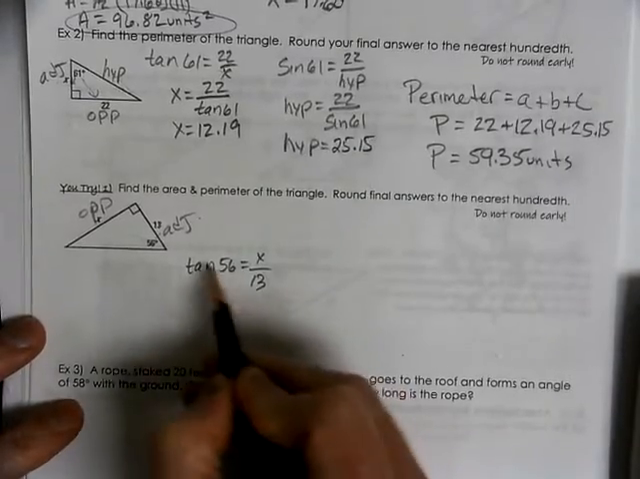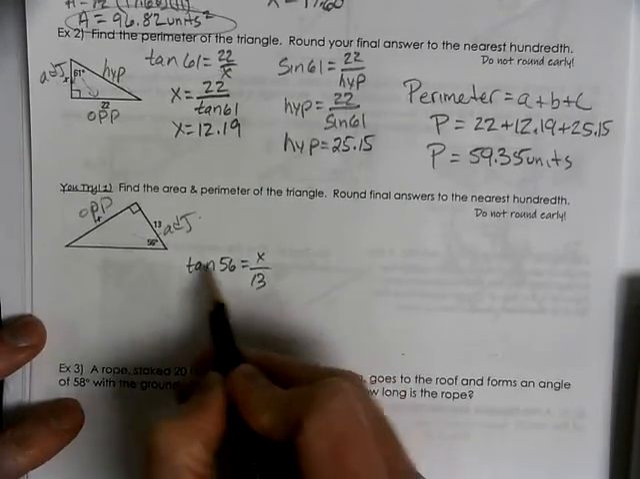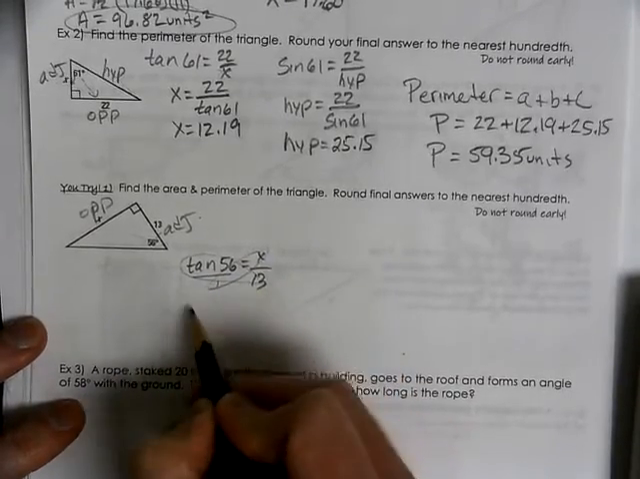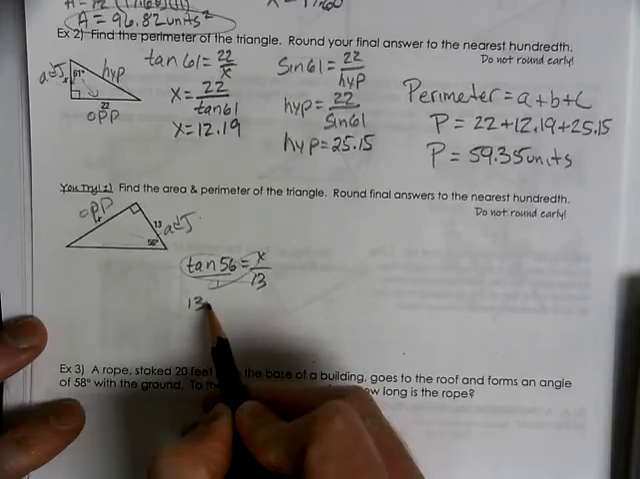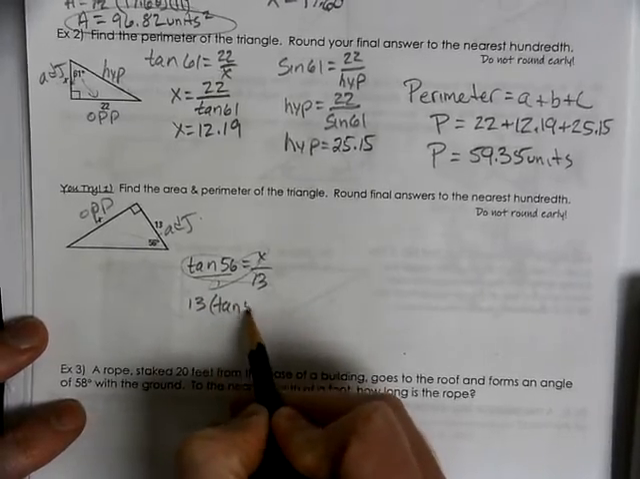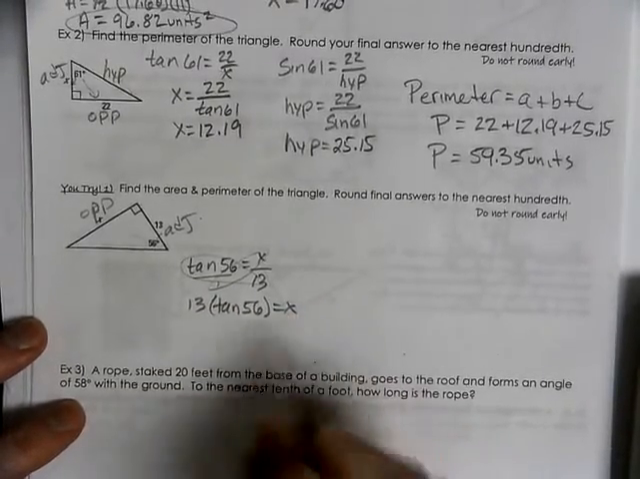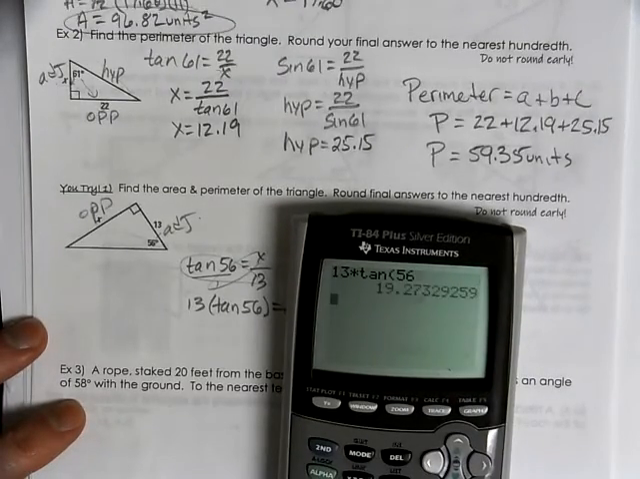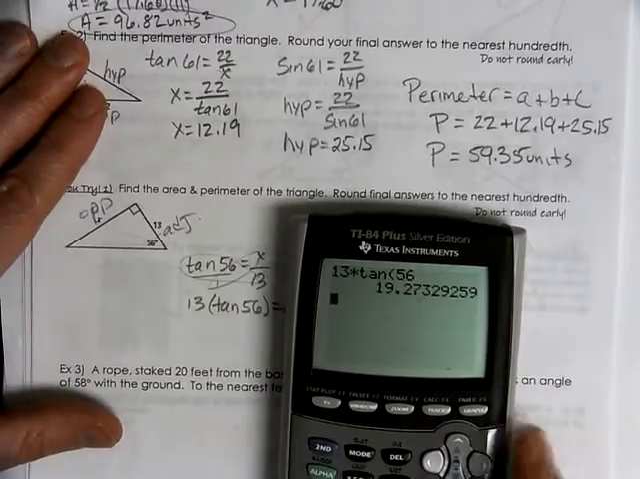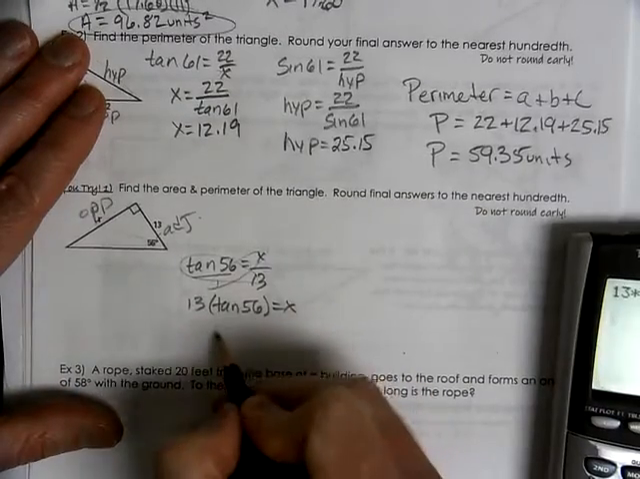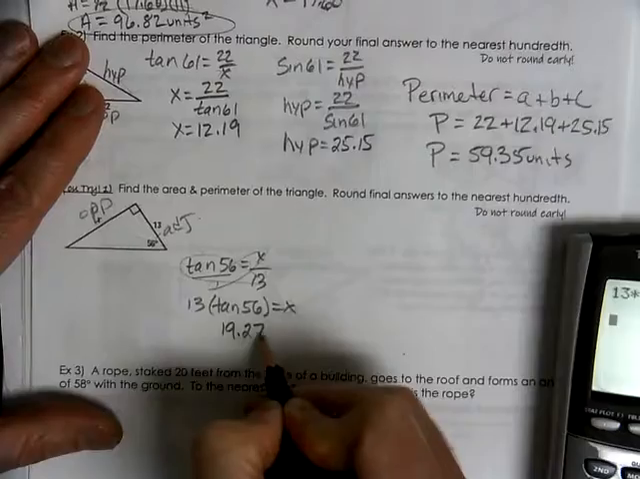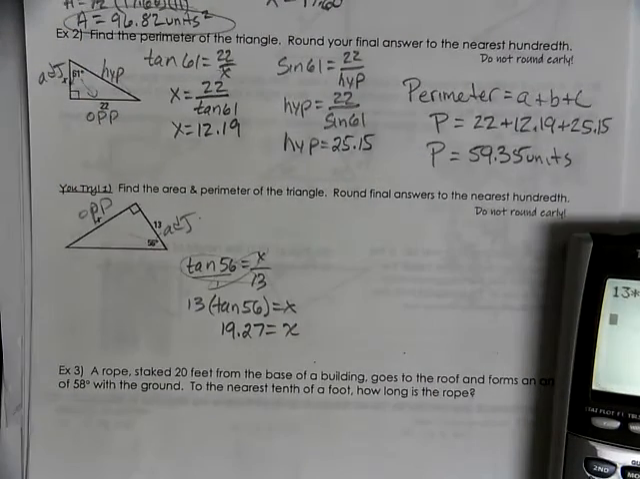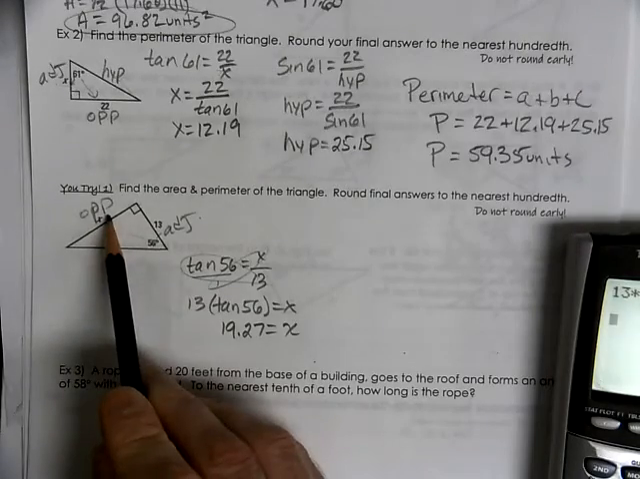Now notice I wouldn't switch those. There'd be no need to switch those. I need to multiply those. When you put it over 1, you end up multiplying those. So 13 times the tangent of 56 equals x. 13 times the tangent of 56 equals 19.27. So that's the approximated value.